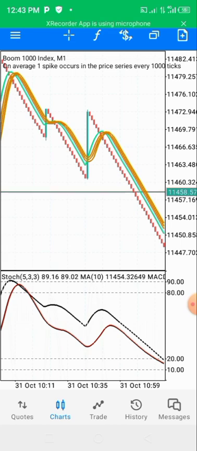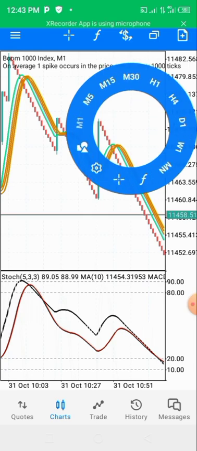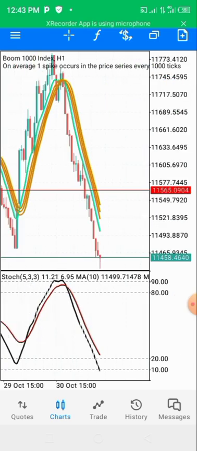Okay, so this is how it works. First, you have to go to the higher time frame, like the 1 hour time frame.